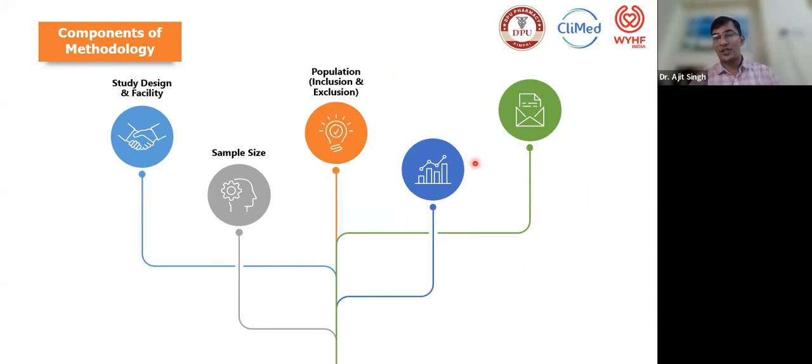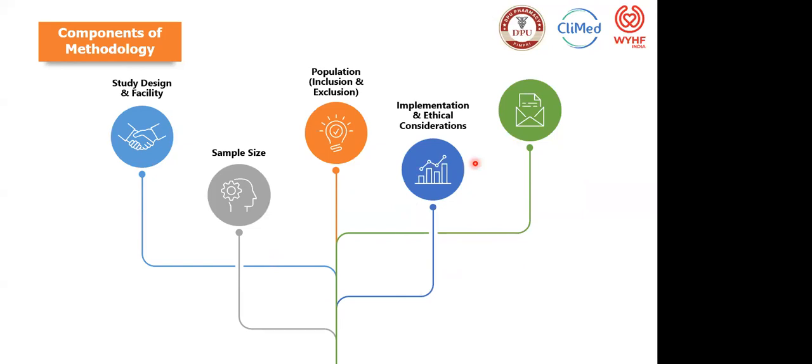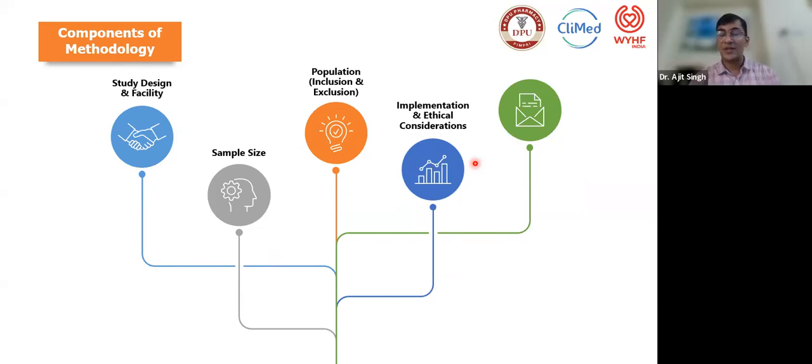And then after population, it is very important to find out the implementation and ethical considerations. Implementation means what are the facilities you are going to implement, whether it is a laboratory study, whether you need some instruments, procedural things, and if you have the correct ethical approval. If it is an animal study, you have to take the ethical approval from the animal ethics committee. If there is an involvement of any kind of human, it should be approved from the human ethical committee.